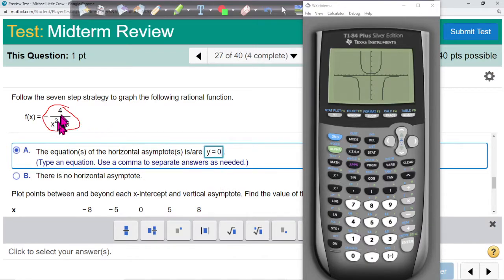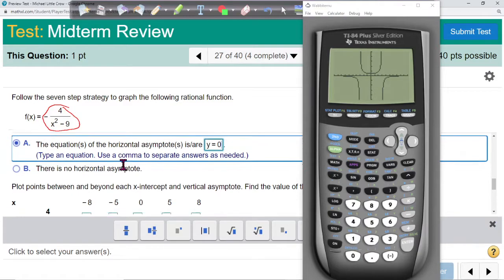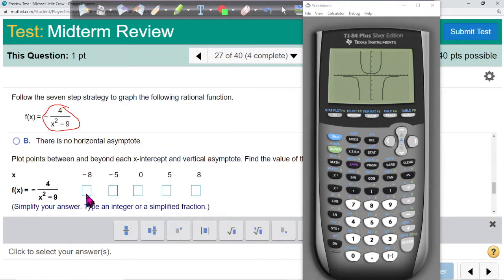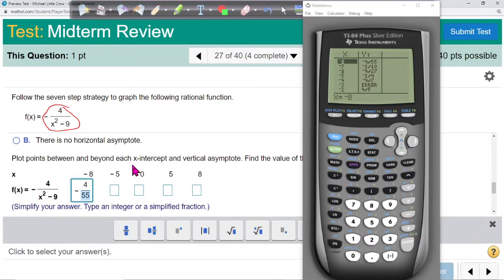And again, that's because the degree in the denominator is larger. Now we can start filling in these values. Negative 8. We come back here to the table. And again, you could put the negative 8 in for x, square it, 64 minus 9. You could do all of this, or I like to just come here to the table. Negative 4 over 55. Negative 4 over 55. Negative 5, we get negative 1/4. Makes sense, right? I think.